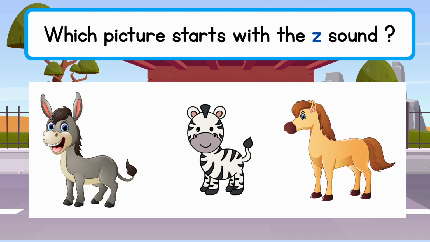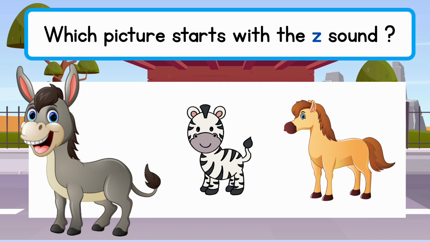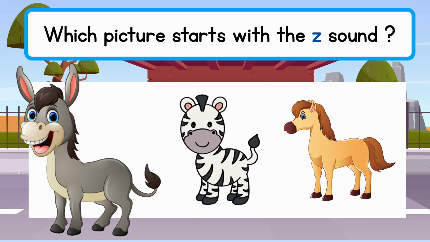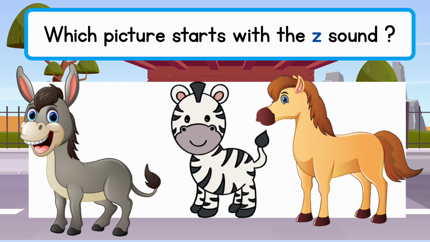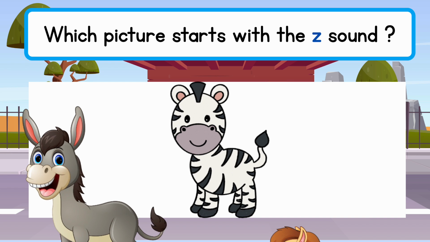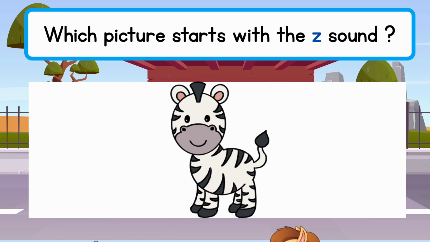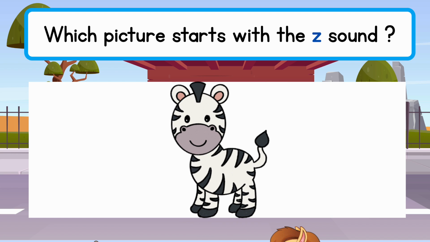Now we have 3 animals. We're going to find the animal that starts with a Z sound. Donkey. Zebra. Horse. It's not the horse or donkey. Well done. It's zebra.